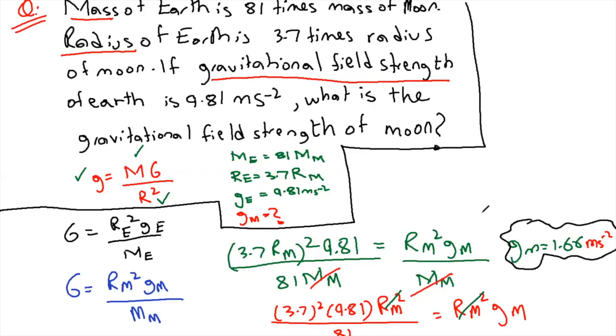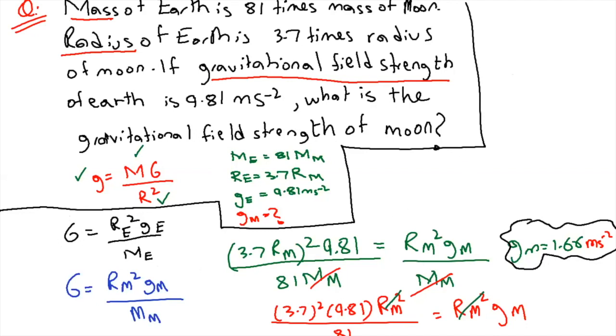Why we equated? Come on, G is a constant. You cannot say GM, you cannot say GE. Both of them are the same. G is G. G is 6.67 into 10 raised to the power minus 11. This is a constant, you see? So don't worry, no problem. Happens.